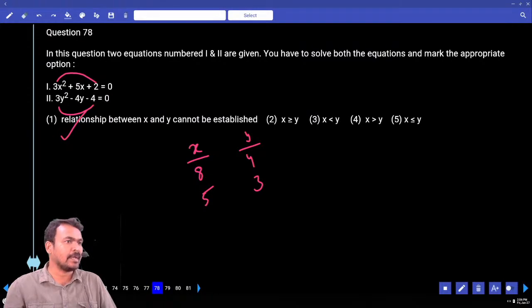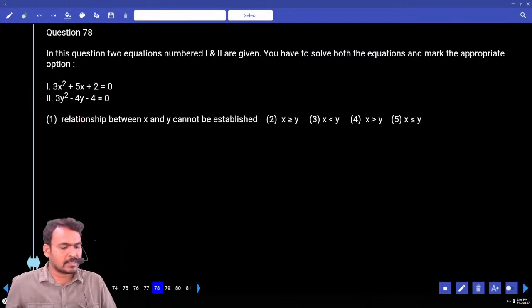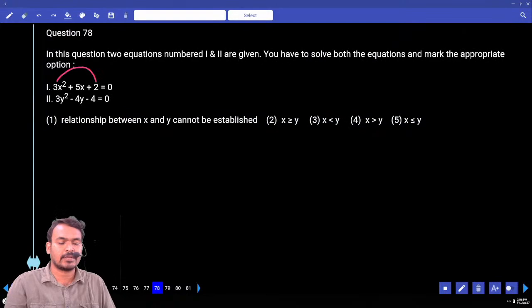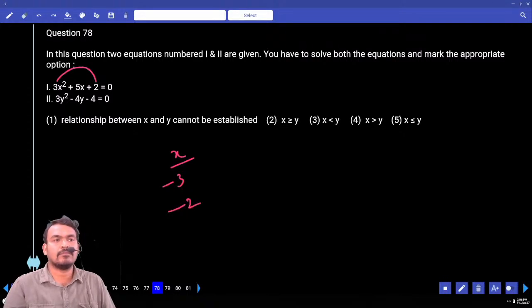Next, 78. What is the coefficient of x²? 3. Coefficient of y² is also 3. Equal coefficients, right? 3 2s are how much? 6. Product 6 but sum will be 5. Then the final roots of x are −3 and −2, right? Because the initial roots are positive and the final roots are negative.